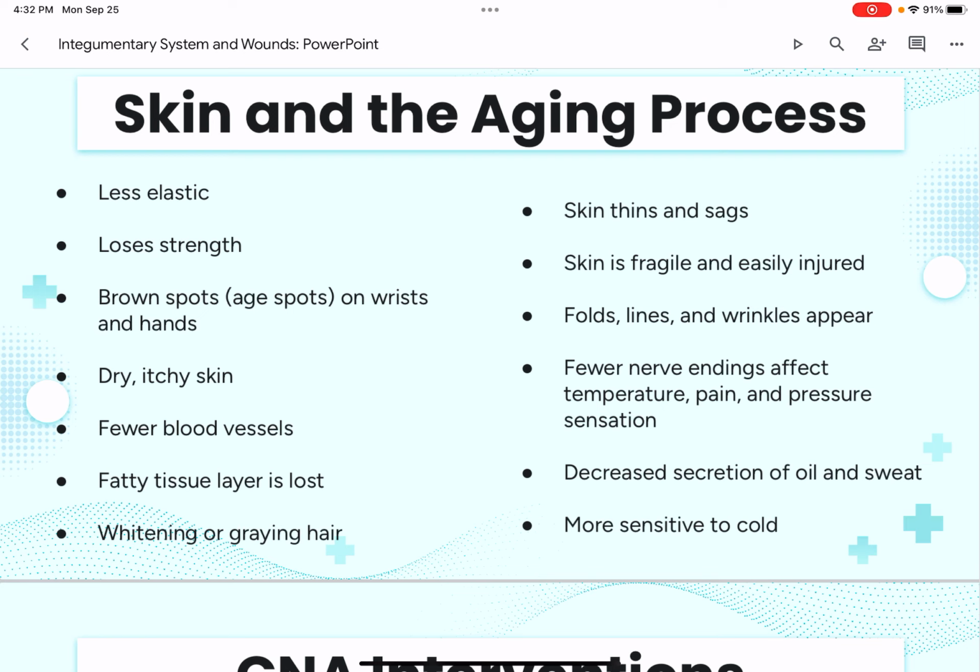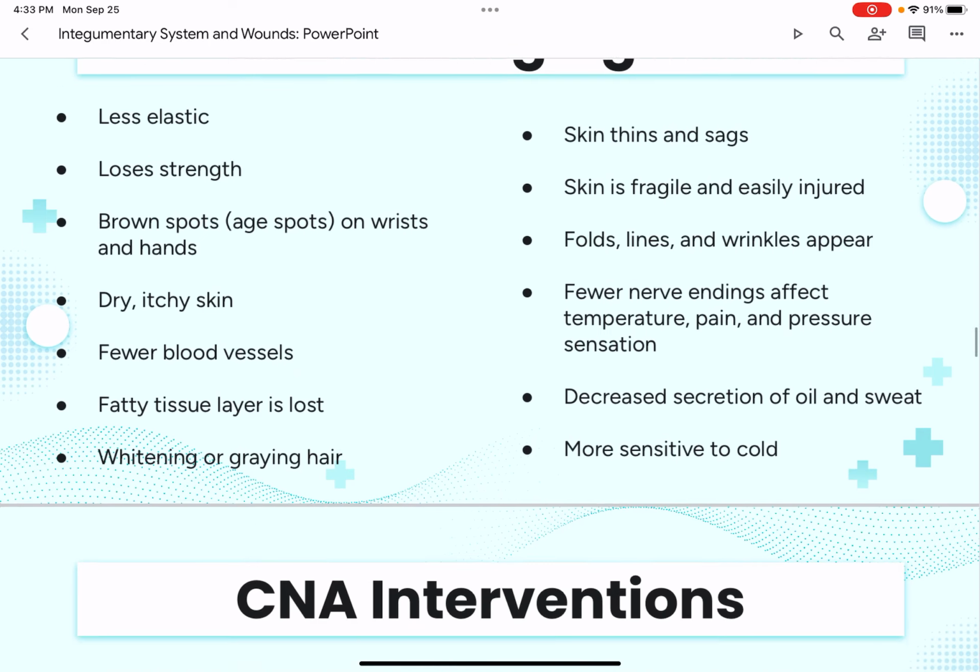The skin is fragile and easily injured. Folds, lines, and wrinkles appear. Fewer nerve endings affect temperature, pain, and pressure sensation. There is decreased secretion of oil and sweat, and the skin is more sensitive to cold.